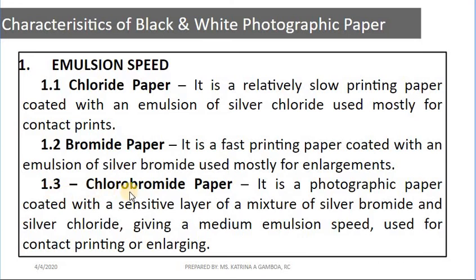Then, of course, we have the chlorobromide paper. It is called chlorobromide paper because it is a combination of chloride and bromide paper. It is a photographic paper coated with a sensitive layer of a mixture of silver bromide and silver chloride, giving a medium emulsion speed, used for contact printing or enlarging. So the chlorobromide paper is not that fast, and not that slow either.